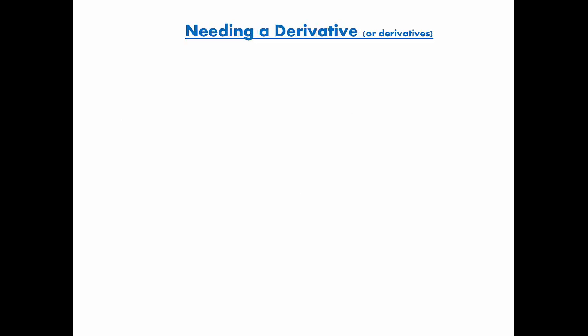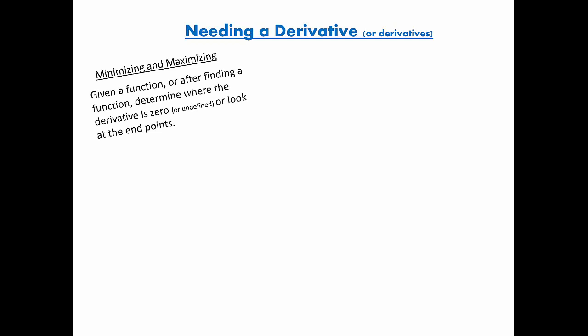So then the question is, all right, when do we need a derivative? And maybe more than one. Minimizing and maximizing is a big deal for finding derivatives. So when you want to minimize and maximize, it's all about taking the first derivative. You either set it equal to 0 or find where it's undefined. And don't forget those endpoints, because those might be maximums and minimums too.